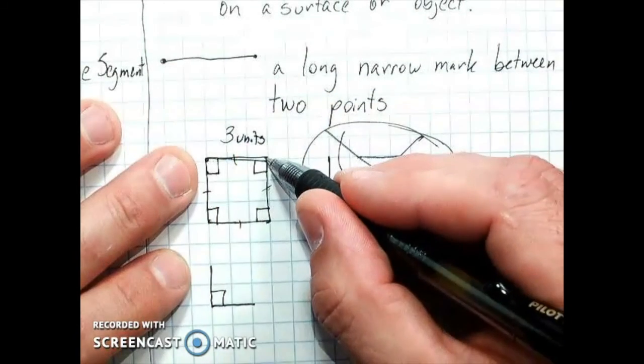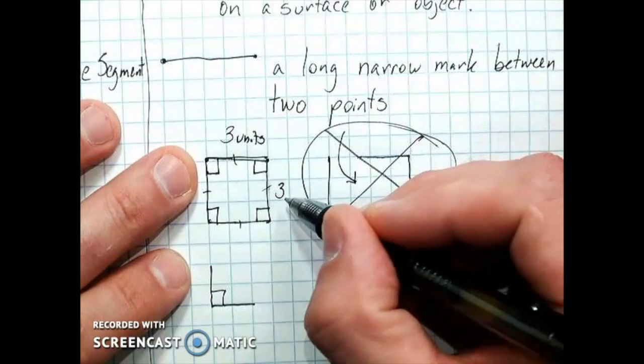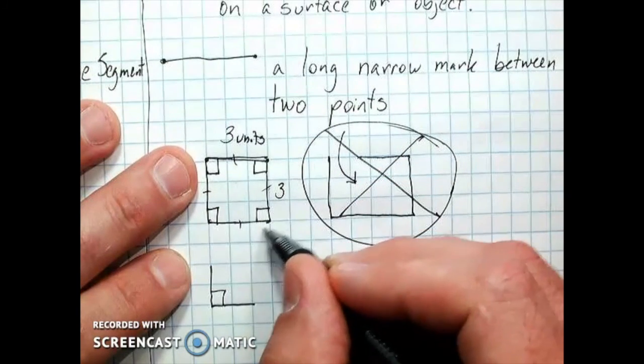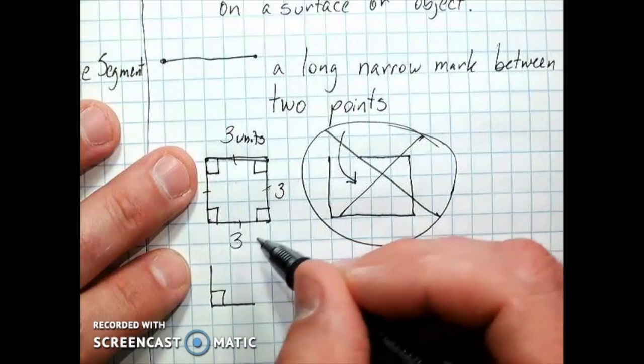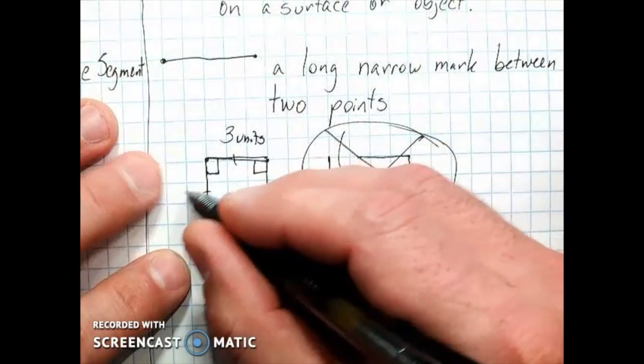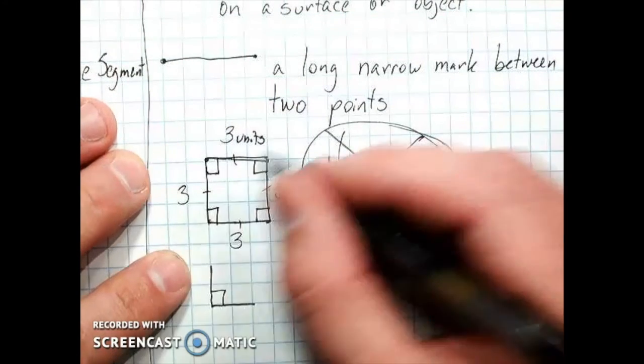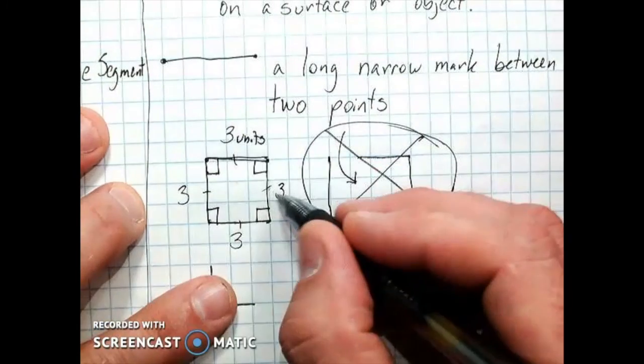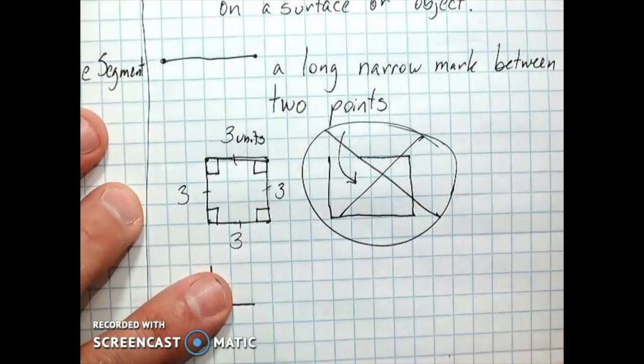Okay, from this point to this point, also 3, 1, 2, 3. From this point to this point, another 3 units. Okay, and from this point, another 3 units. Okay, and now it's just a matter of addition. 3 plus 3 plus 3 plus 3.